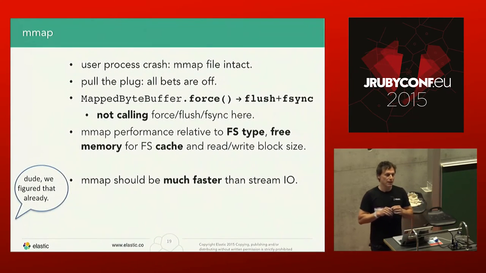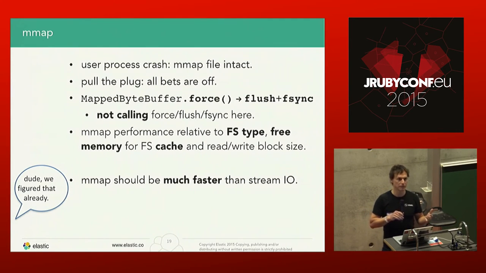Okay, a few notes. If the user process crashes, the memory mapped file is actually intact, because those bytes have been managed by the OS. In the pull-the-plug situation, just like a normal file, you don't know exactly, unless you've been doing a flush or fsync. The equivalent of that with mmapping is to use a force. Force is the equivalent of flushing and then doing an fsync. In these tests, we're not doing that. This is a strategy. Just like in the file I/O test, where I've not done any flushing or fsync, I'm not doing any force or flushing with memory map.